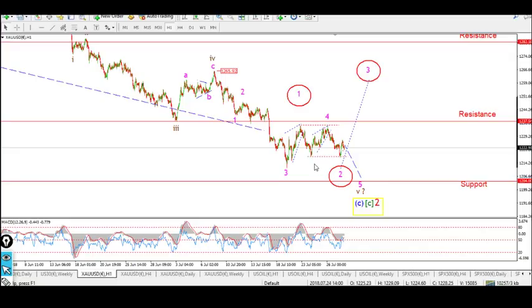So, just to be devil's advocate for the moment, on the bearish side, we still have that operating wave count, which points to support at 1204. So that's gold for the moment.